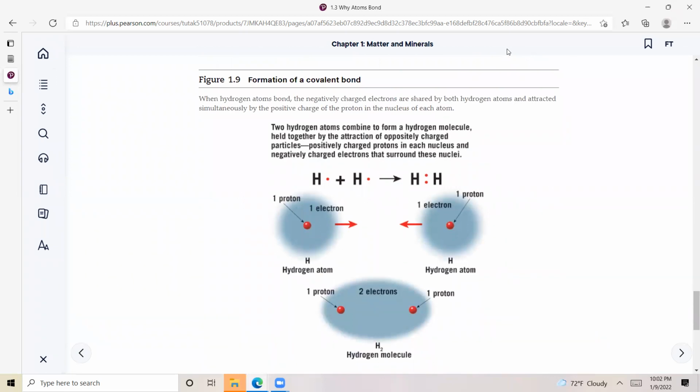Another chemical bonding, as shown here, is the covalent bond, which involves sharing of one or more electrons between two adjacent atoms. That is usually what's going on in hydrogen atoms. So hydrogen atom bonding is always a covalent bonding. They share their electrons to become stronger, right?